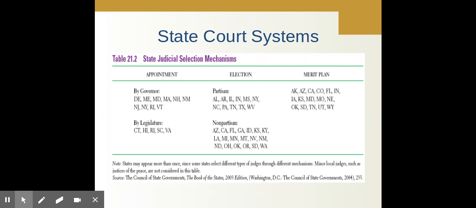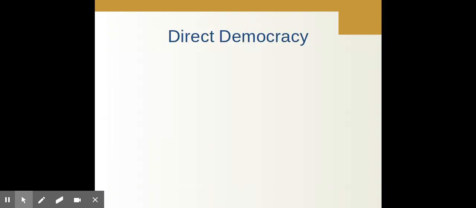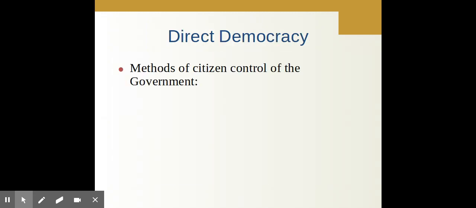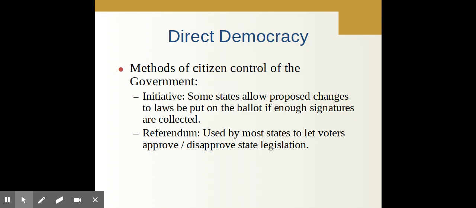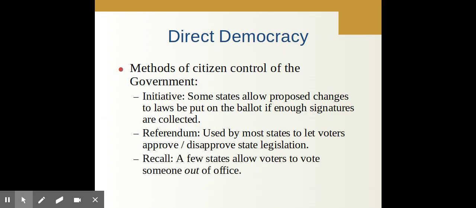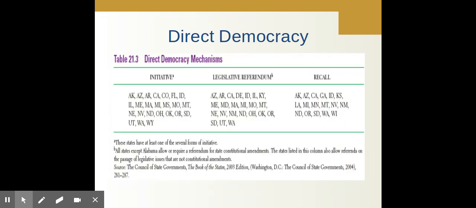And here you can see we're listed under the partisan elected situation for judges. Some states allow proposed changes to laws to be put on the ballot. That is rare or non-existent in Pennsylvania. Referendums are used by most states to let voters disapprove or approve of state legislation. Here, that just happens mostly with constitutional amendments. A few states allow voters to vote someone out of office or recall them, fire them basically. That's difficult to do in Pennsylvania.